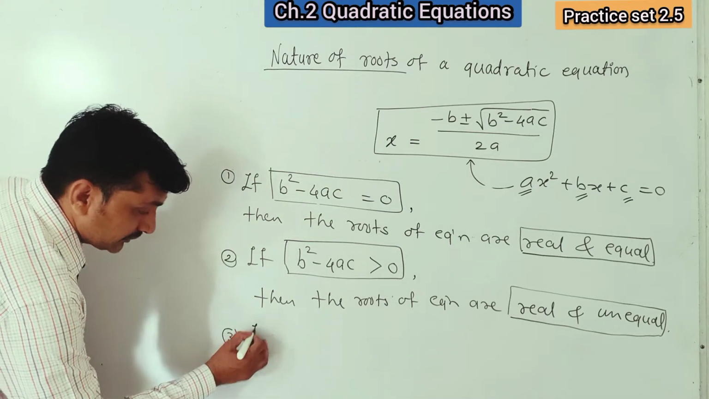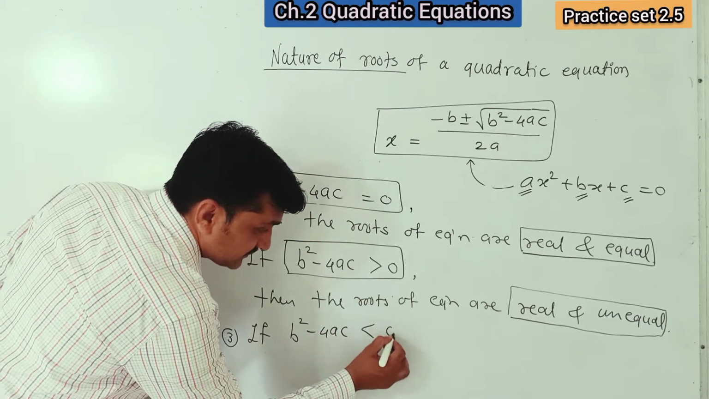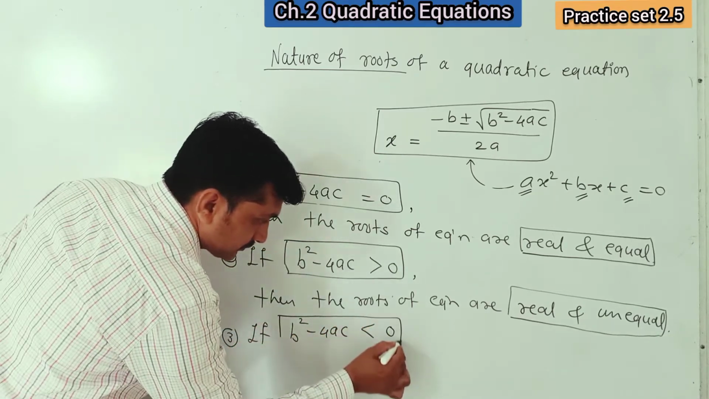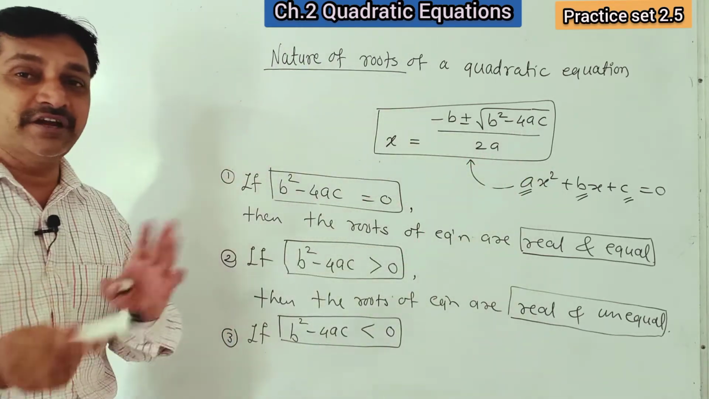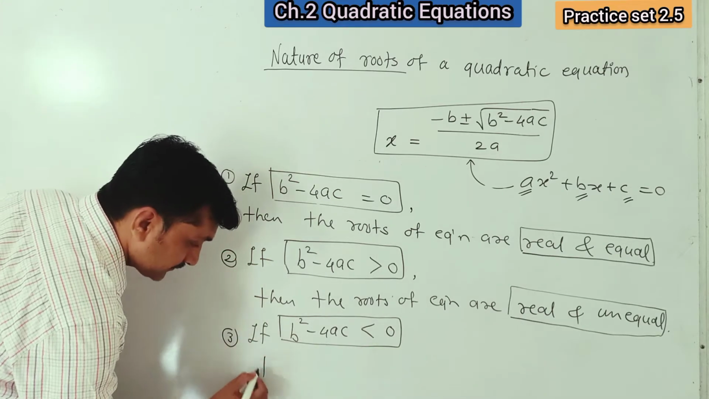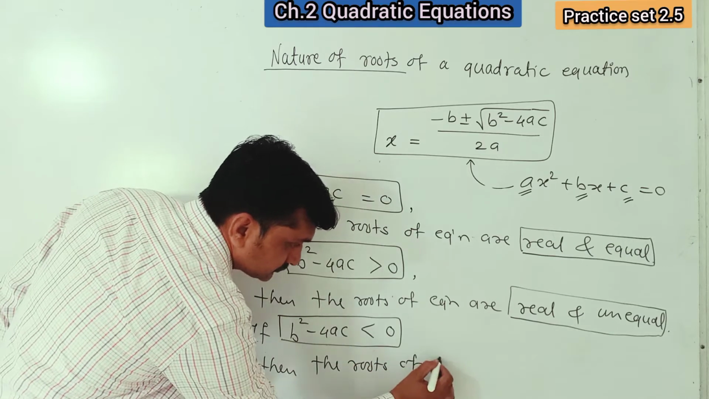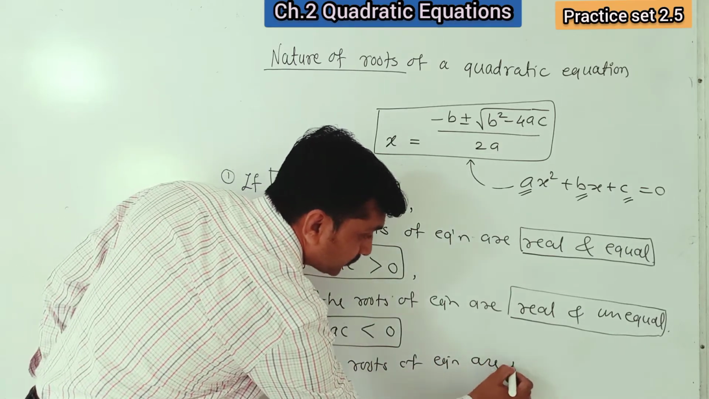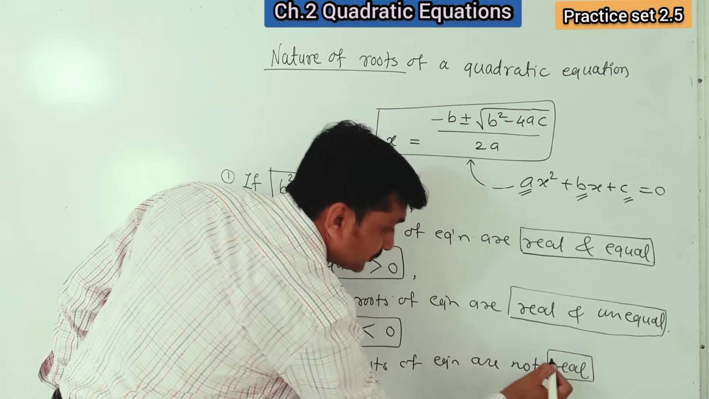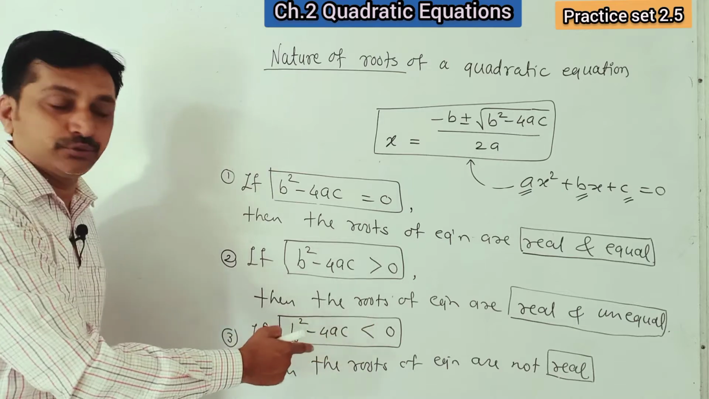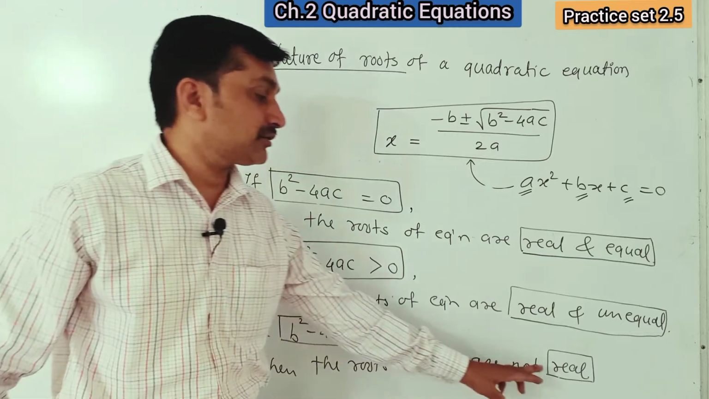Third, if b square minus 4ac we get less than 0, less than 0 means a negative number, then the roots of the equation are not real. Negative number. Less than 0 means negative. And a negative number is not real. So the roots of the equation are not real.